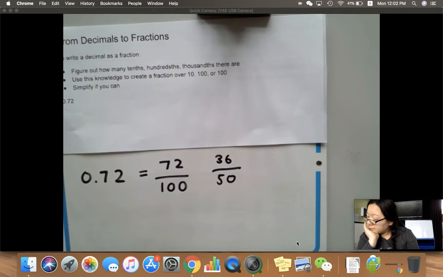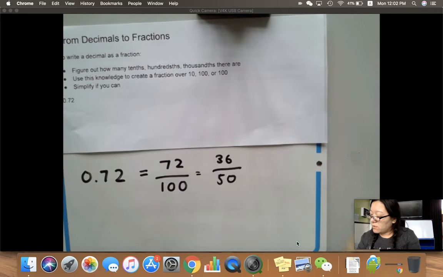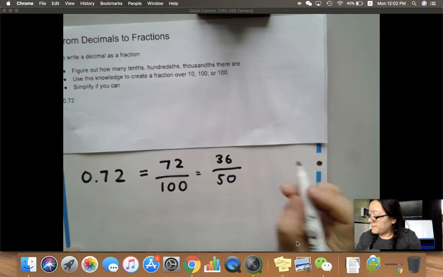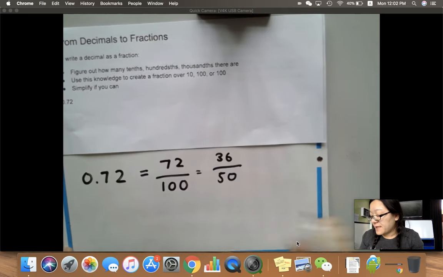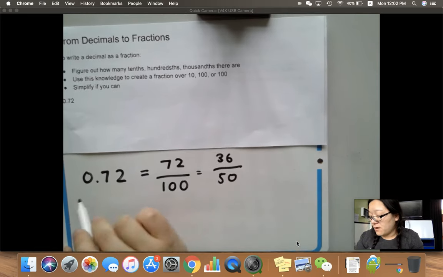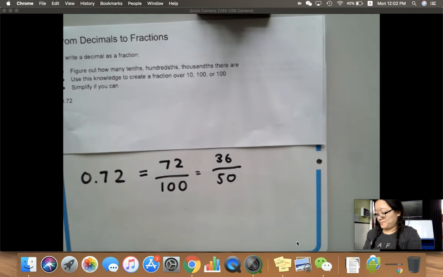Can I do that anymore? Can I divide by 2? Or 3? Or 4? Or 5? Or 6? Or 7? Or 8? Or 9? Nope. So 36 over 50 is the simplest form of 0.72. Great.